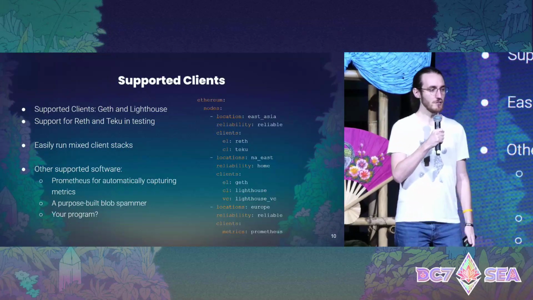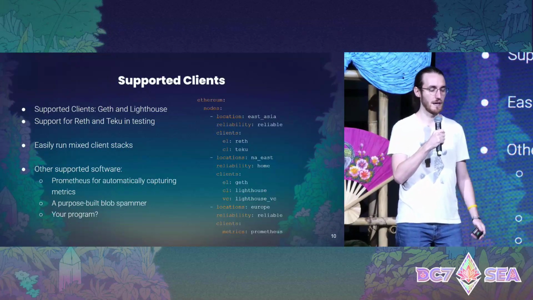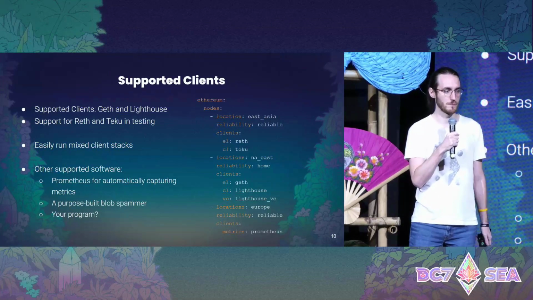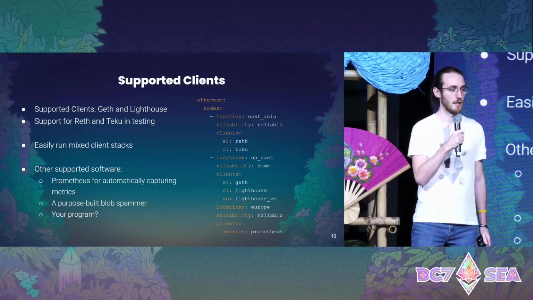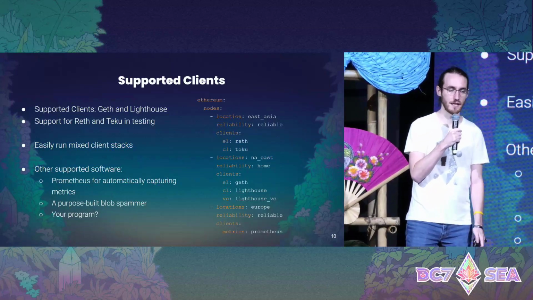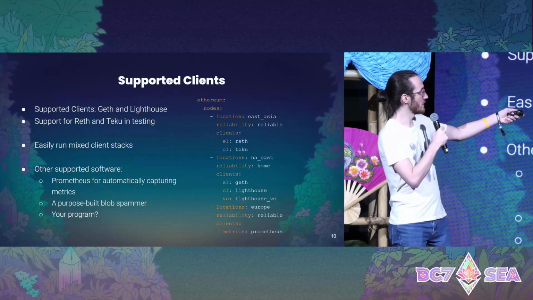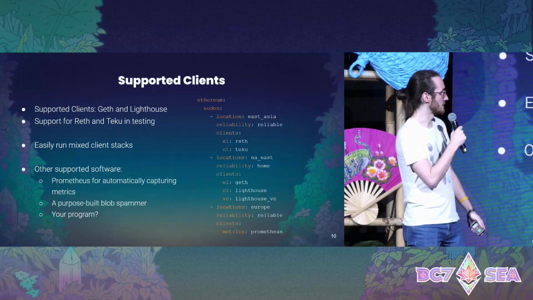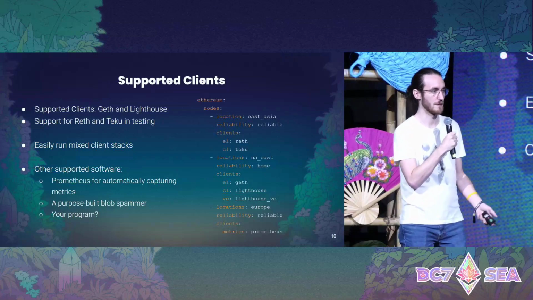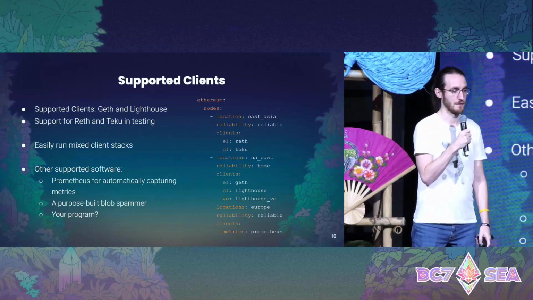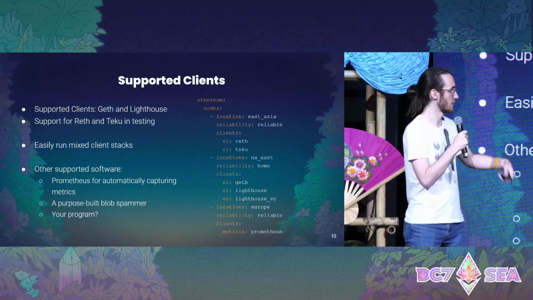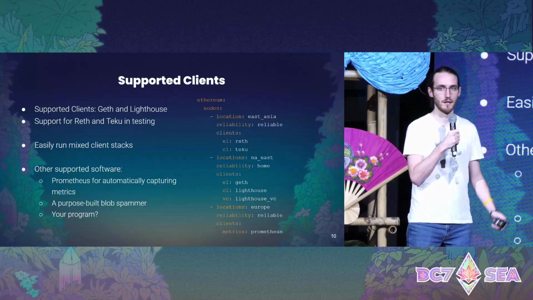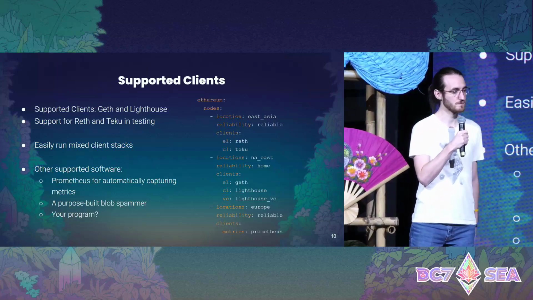Clients. As mentioned, right now we support Geth and Lighthouse, which is first-class support, and there's also support for Reth and Teku, which is currently in testing, and it's pretty easy to run mixed client stacks. Again, we extended the configuration. On top, you can now see we have Reth and Teku, and on the bottom, we use Geth, Lighthouse, and the Lighthouse validator client. And that's all you need to do for eShadow to configure these clients and distribute the configured validators across the validator clients in the simulation.